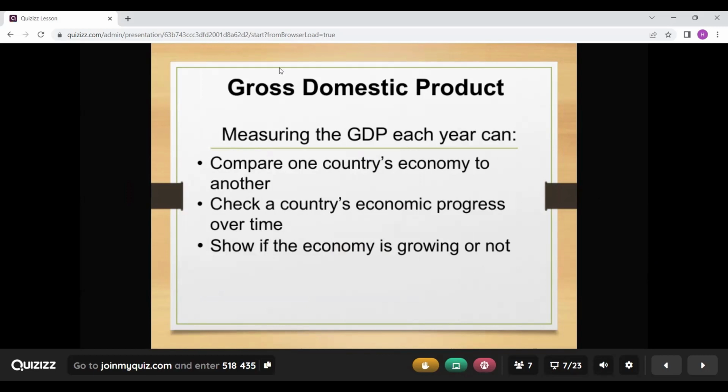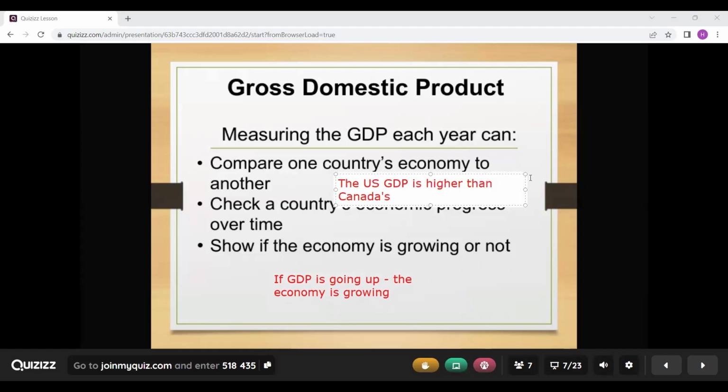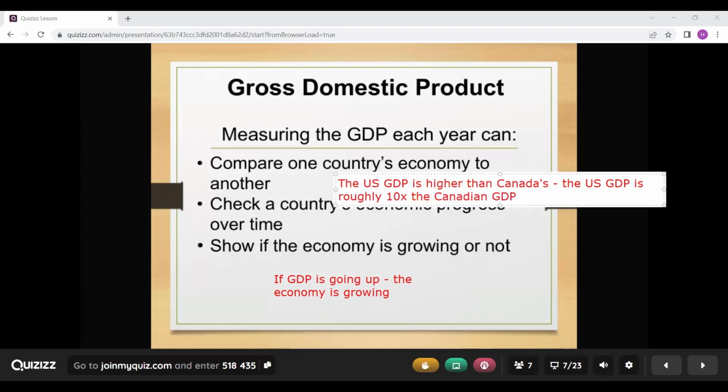So if GDP is going up, the economy is growing. And then also, the US GDP is higher than Canada's. Roughly, based on this approximation, the US GDP is roughly 10 times the Canadian GDP. Not exactly, but approximately. And you can check how an economy is doing over time.